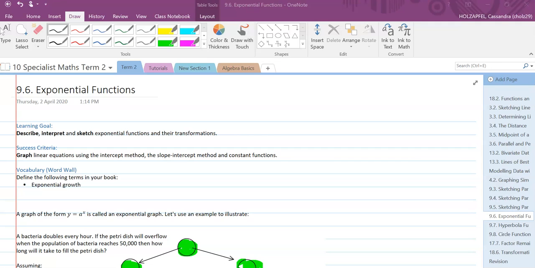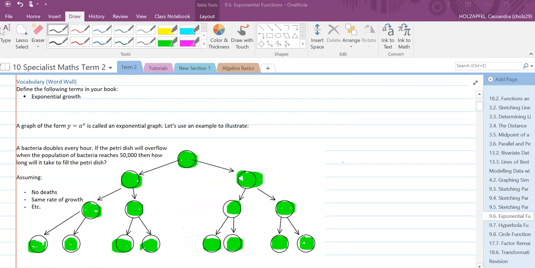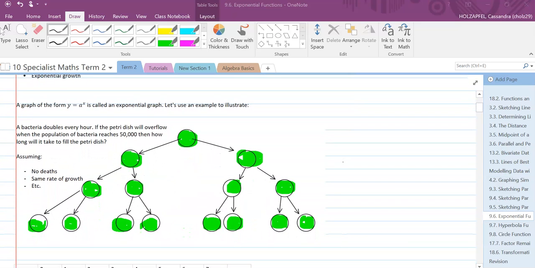So today we're going to talk about exponential functions. I want to use an example to illustrate. A bacteria doubles every single hour. If the petri dish will overflow when the population of bacteria reaches 50,000, then how long will it take to fill the petri dish? Assuming that I start off with one bacteria in my petri dish, that number will then double every single hour.